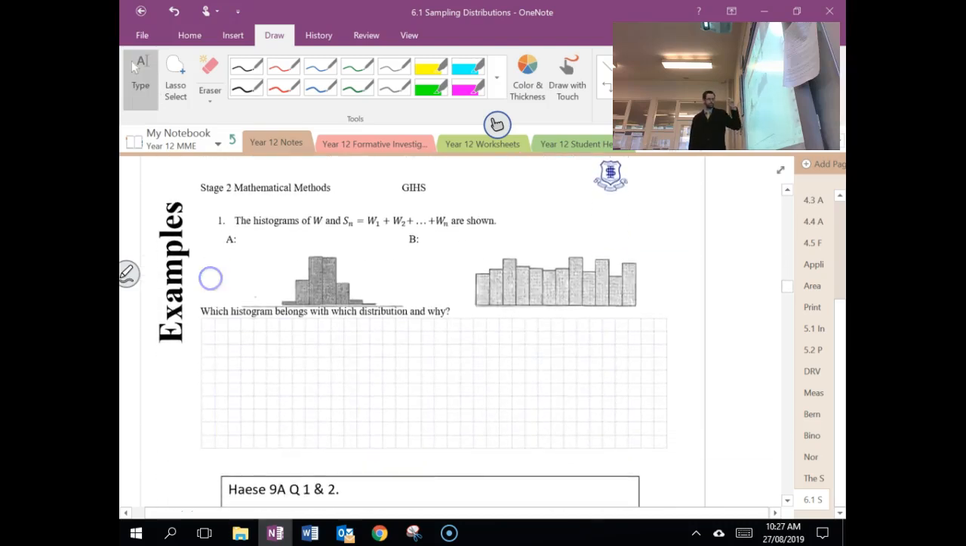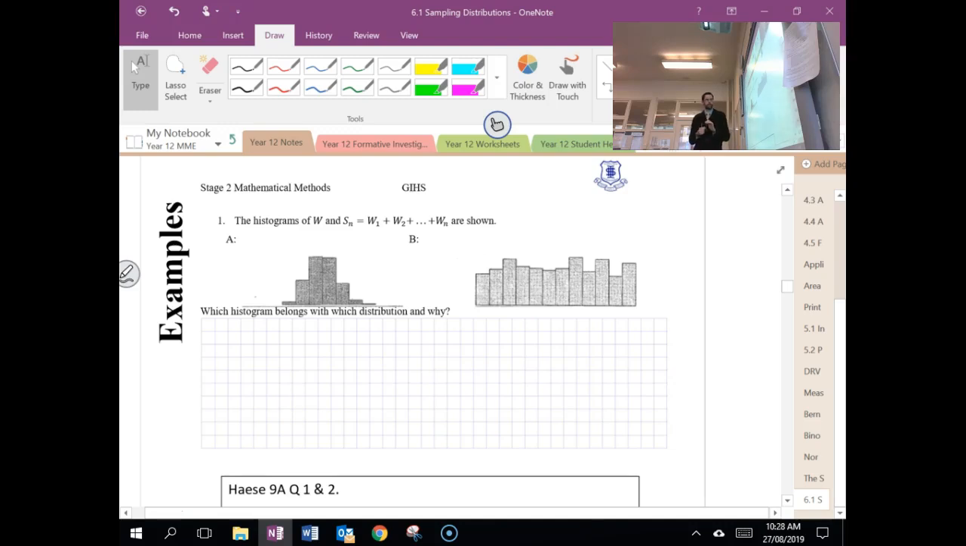So let's say we're given a question, and this came from a past exam. You're told that there are two distributions. One is W, and the other is Sn. Now S represents sum. So it's a sum of a certain number of values from W. So we're taking a sample from the W distribution and finding the sum, and we're doing that lots and lots of times. Now, the histograms are given to us.